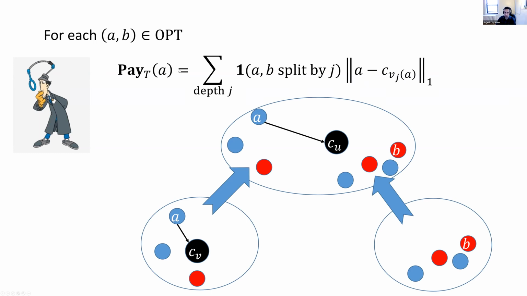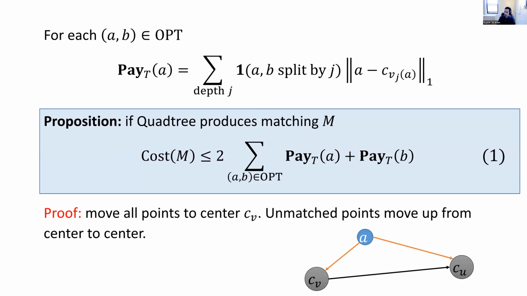And when this happens, for the point A, we're going to suddenly start paying the distance from A to the center of mass here, A to the center of mass here, and then all the way down the tree, we'll pay the distance from A to the center of mass. And similarly, we'll pay the same cost for B. And so what we can show is that this payment scheme is enough to cover the true cost of the matching. If we let M be the matching produced by Quadtree, it turns out that the cost of M is at most 2 times the sum of all these payments over all the points. I won't say the proof, but the proof is actually very simple.